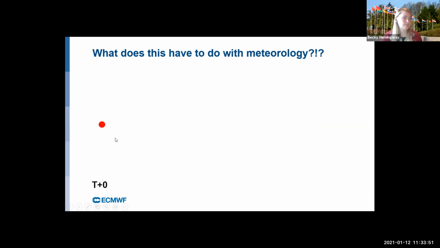So this is our observation at t plus 0. We've done our observation. This can be anything. In this case, we're going to pretend it's temperature. We've run our control. We've run our model. This is our control run, so this is our best estimate. We run the model from the observation going forward. So we're going to go forward 6 hours here.